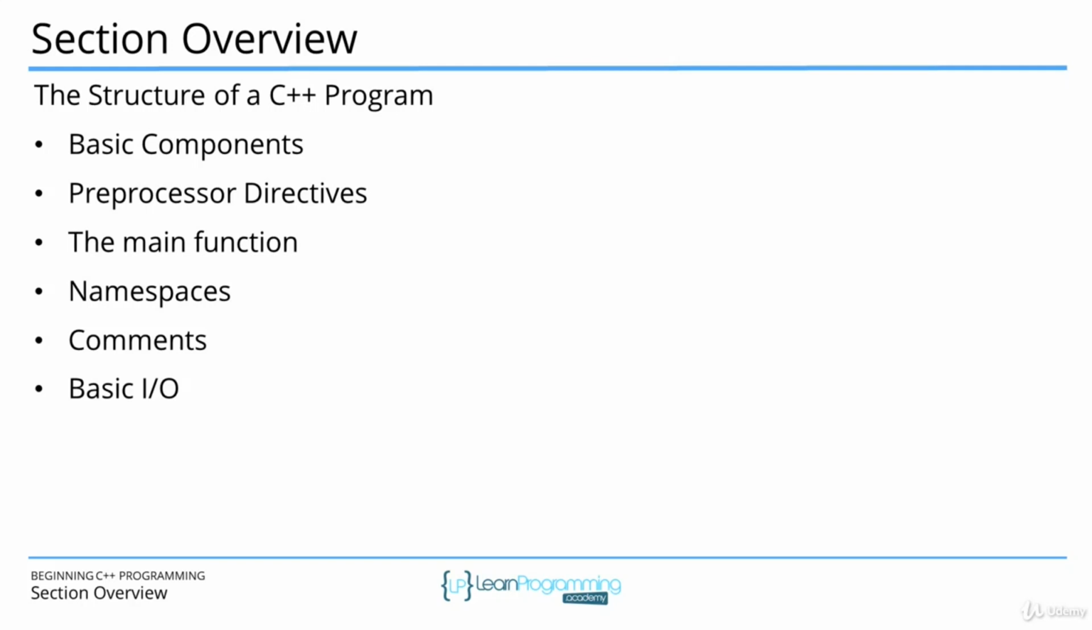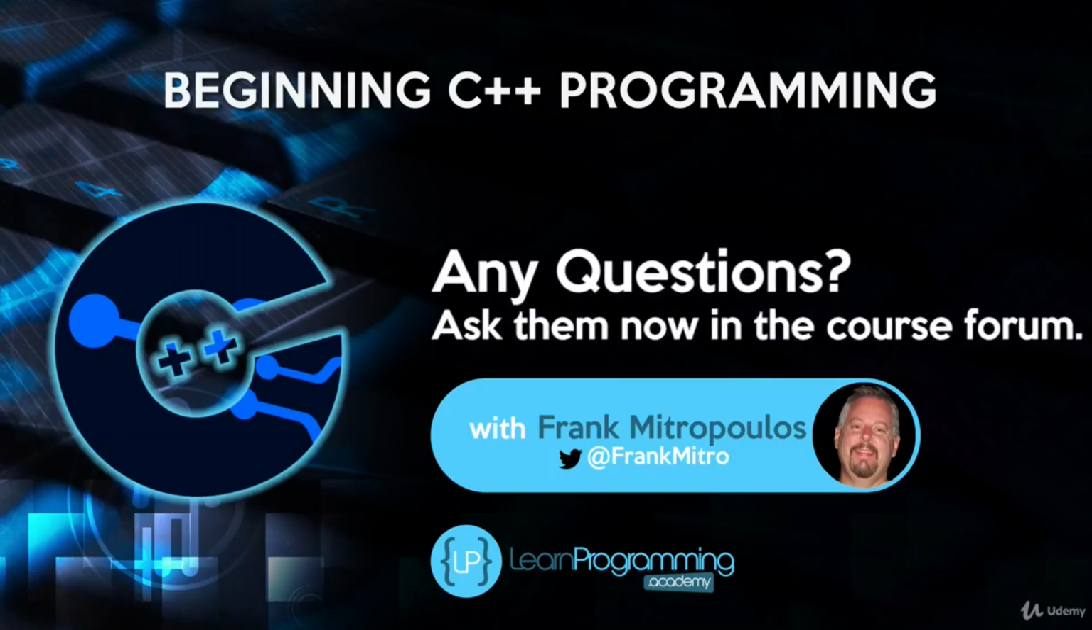We'll then take a look at the main function specifically and functions in general. Then we'll discuss what C++ namespaces are and why we use the standard namespace so often. That's the std word we've used throughout. We'll then learn about the types of comments that C++ supports and why we use comments in our code at all. Finally, we'll talk about basic stream input-output using cin and cout. Let's get started.